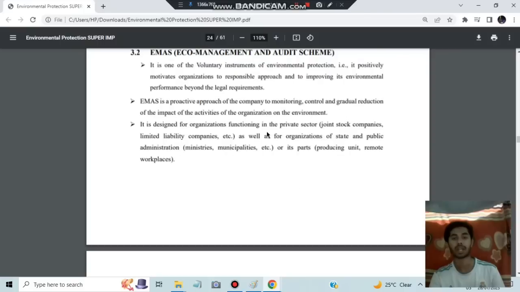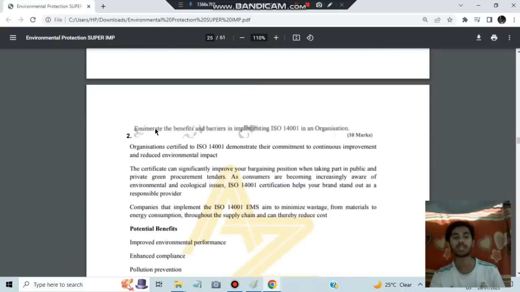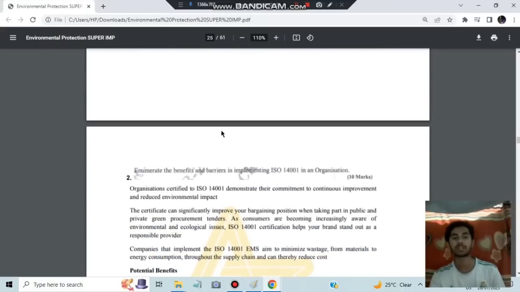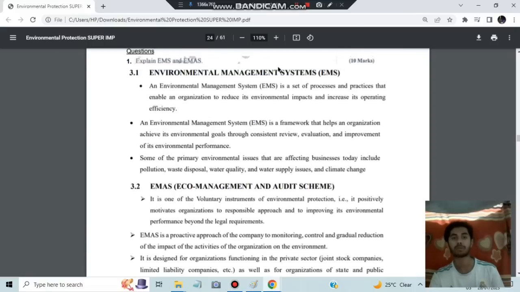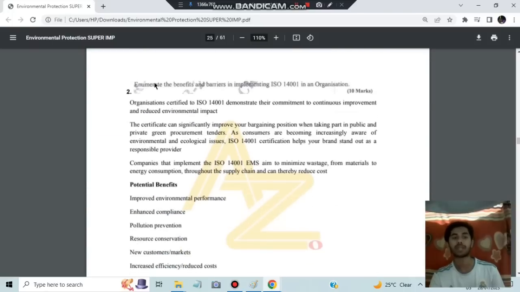Okay, and there are some organizations that do these things, and what the features of it are, you can go through it. It's written here. Next, we have enumerate the benefits and barriers. Yes, environment management and eco management. If you just write this much, you'll not get full marks. You have to elaborate it in your own words. Okay. Next, we have enumerate the benefits and barriers in the implementation of ISO 14001 in an organization.